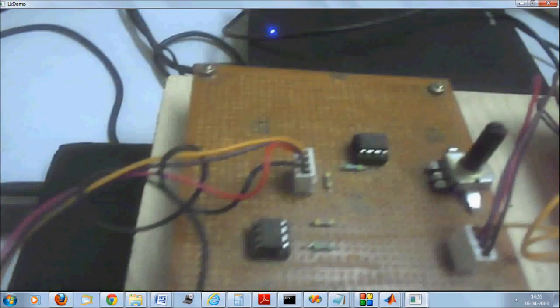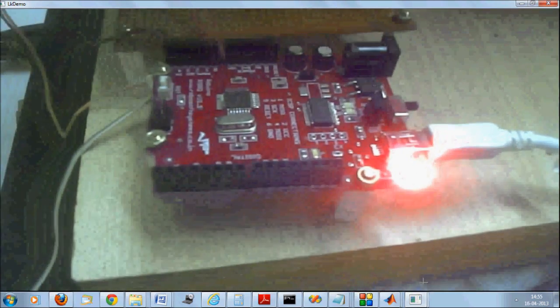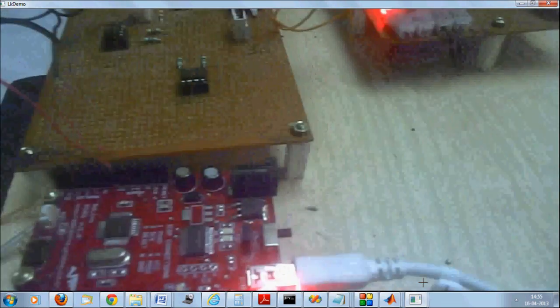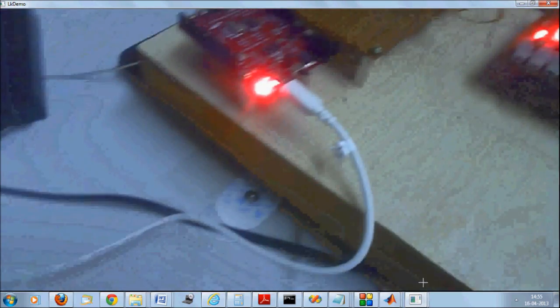The output of this is given back to the microcontroller. That signal the microcontroller should be transmitting to your PCB. So this is what my circuit looks like.